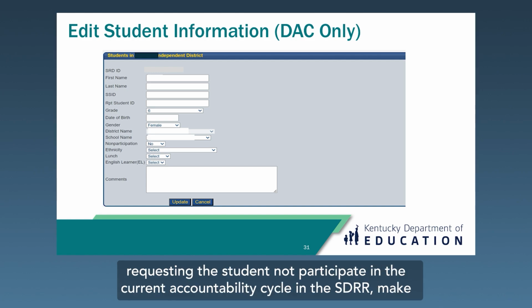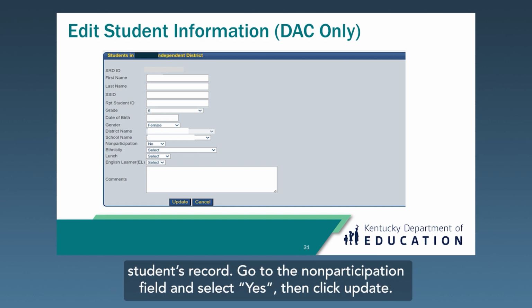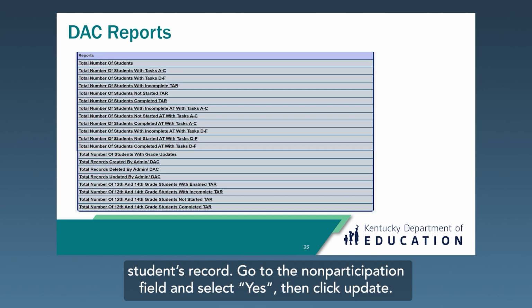If a district is requesting the student not participate in the current accountability cycle in the SDRR, make note of the non-participation request in the SRD. To do this, access the Edit link on the individual student's record. Go to the non-participation field and select Yes, then click Update.